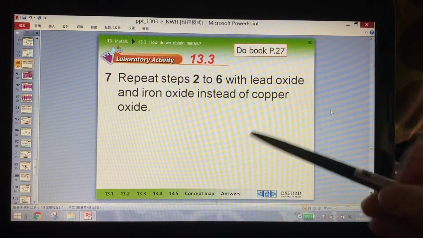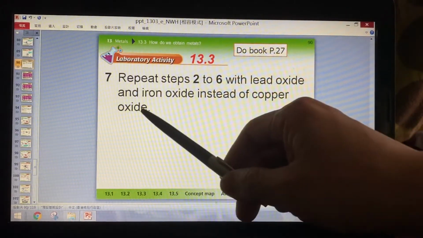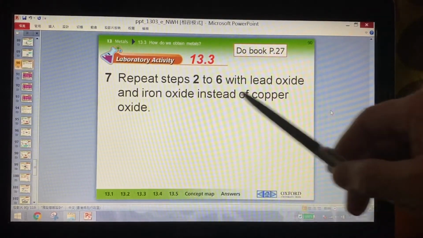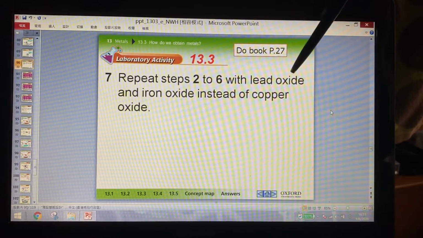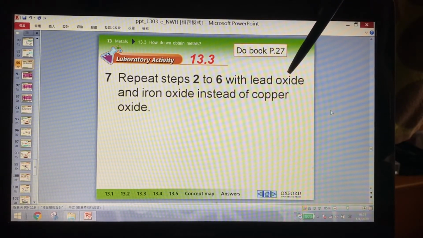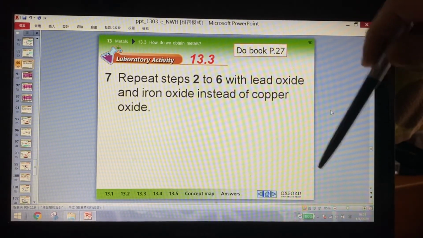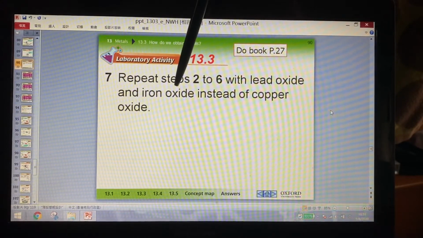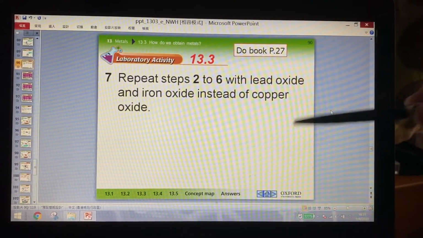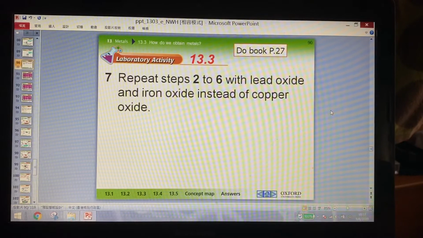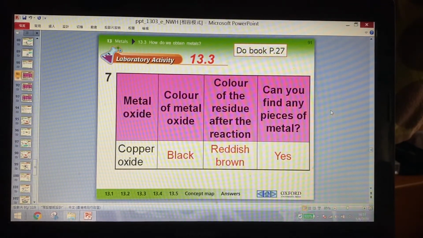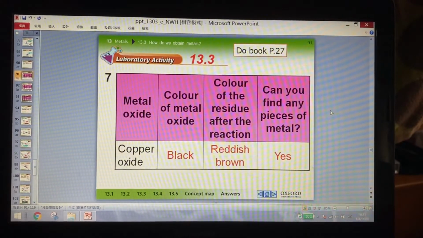After the experiment with copper oxide, we use lead oxide with the carbon powder. And another experiment is iron oxide mixed with the carbon powder. And then we compare the results. Now this is the result.